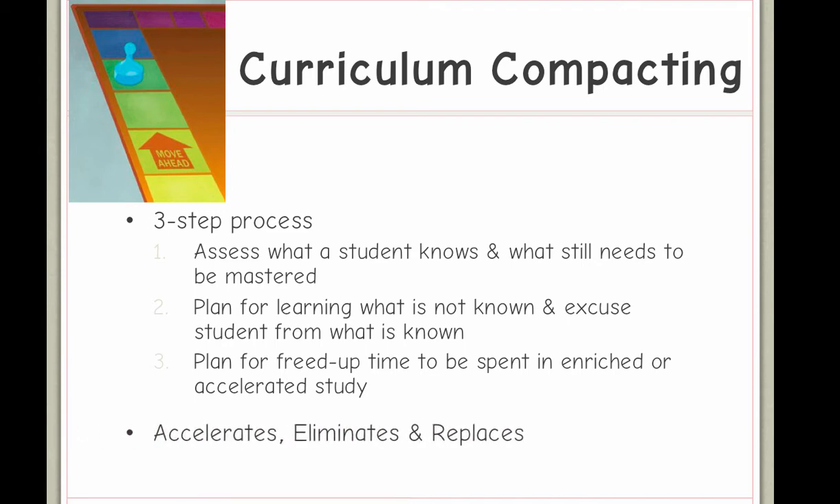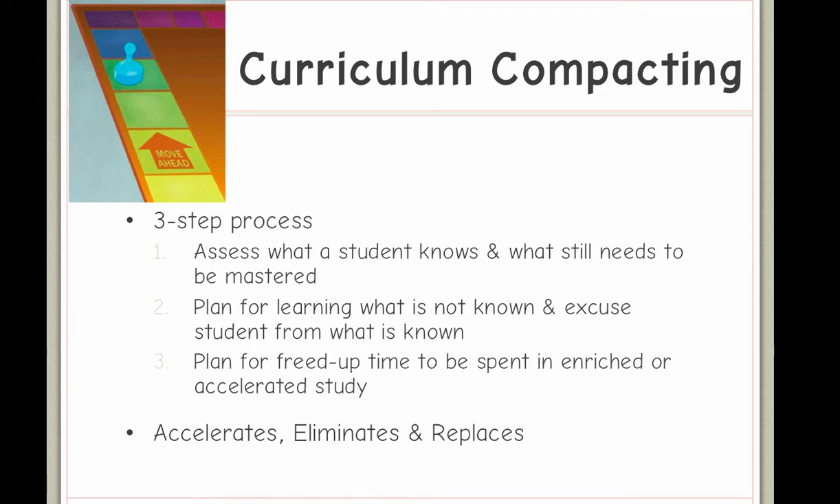So with curriculum compacting, we may accelerate the work. We may say, we're going to move quick. We're going to work on multiplication for the student, but we're going to move quickly through that unit as opposed to the whole class that we're moving more slowly. We may eliminate some work altogether or a unit altogether.